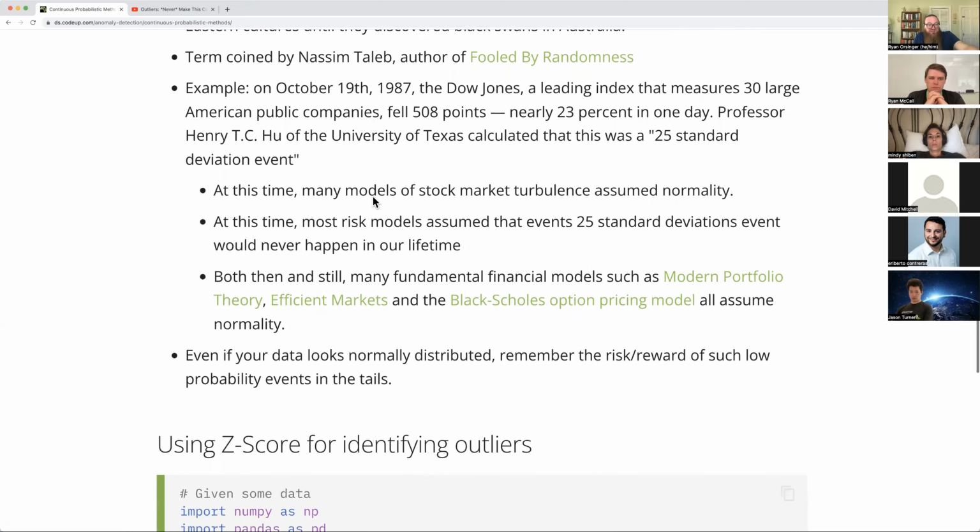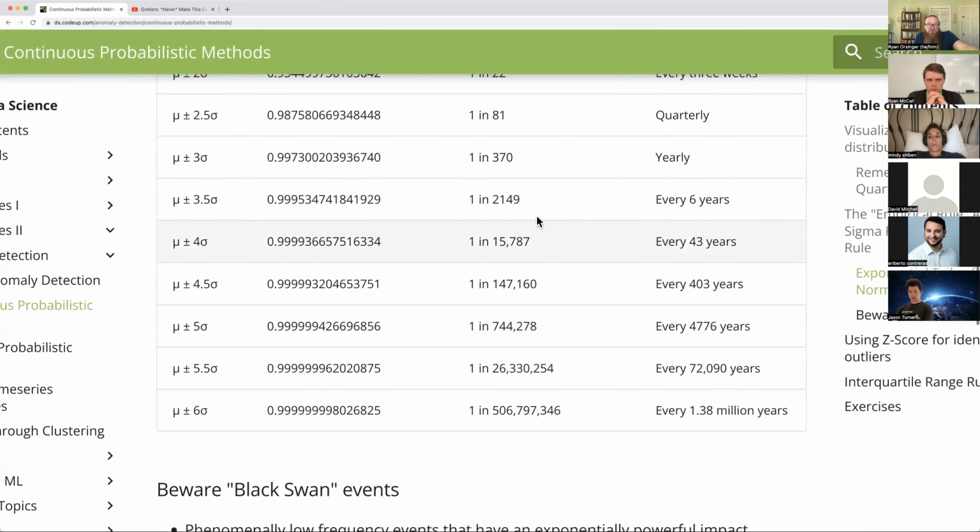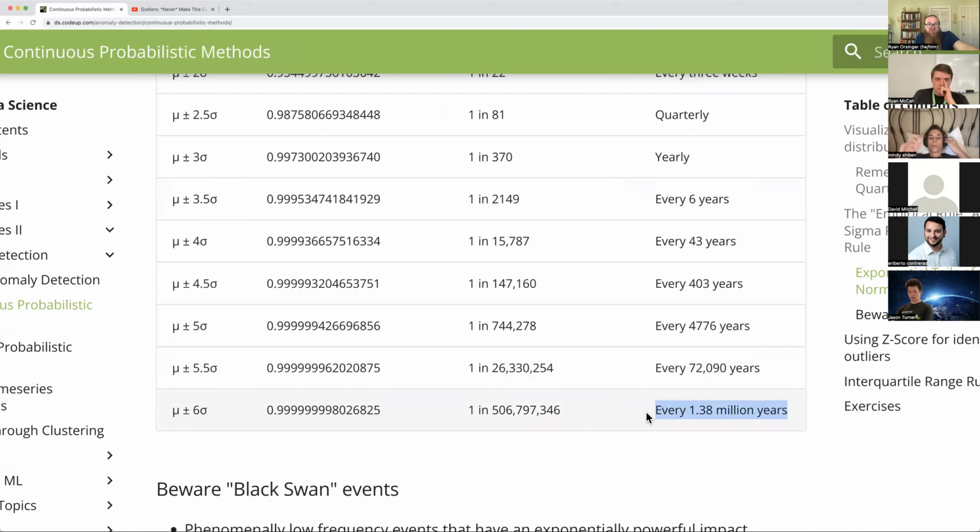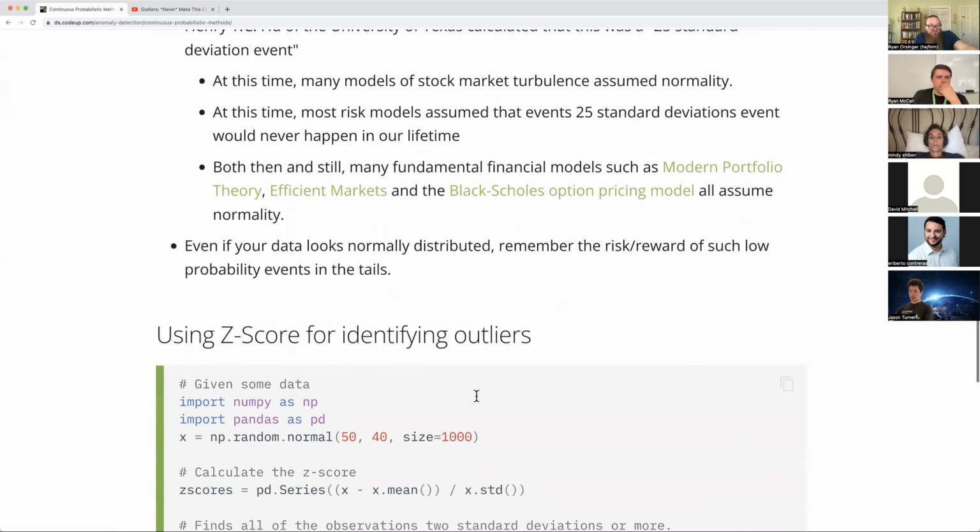But the punchline is, even if your data looks normally distributed, remember those low events in that very, very far away fat tail, where a model might say, hey, it's only going to happen every 2 million years, 1.5 million years. We seem to have a financial crisis, knock on wood, of double-digit standard deviations every couple of decades. So watch out. What does that have to do with you?